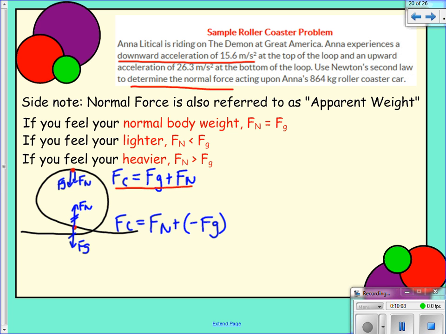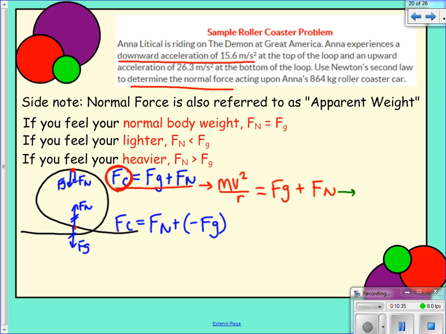The force centripetal equals force gravity plus force normal. So force centripetal, remember, is the same thing as mv squared over r. That's the same thing as centripetal force. That is equal to force gravity plus force normal. Okay, so the only thing I did differently from left to right is I just changed force centripetal into what we knew it was equal to, which is mv squared over r. Now let's plug in the values that I know.